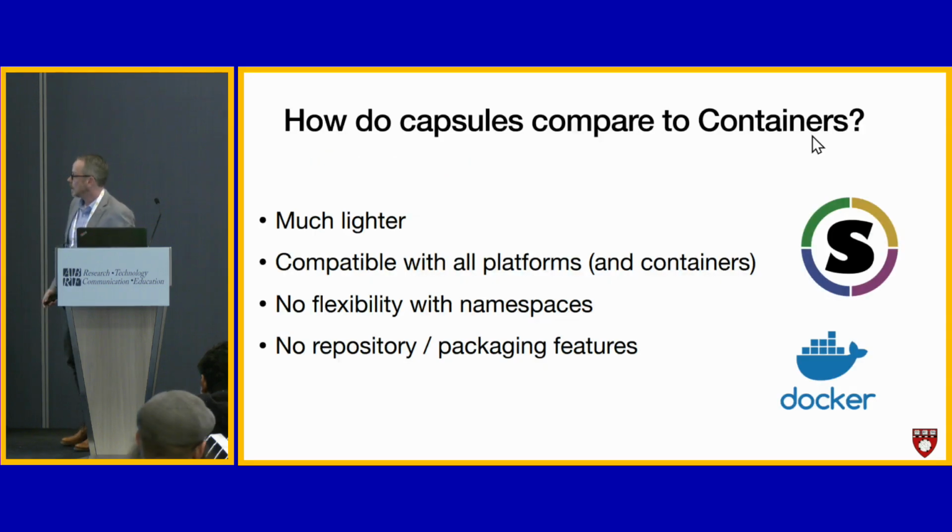Let's see. A question I get asked a lot is how do capsules compare to containers? They're much lighter. They're just subshells. You're essentially programmatically wrapping everything, but they're compatible with all platforms and all containers, so you can put capsules in containers. It all works. Containers have flexibility with namespaces. That is, you can just redefine your paths. You can't do that in capsules.